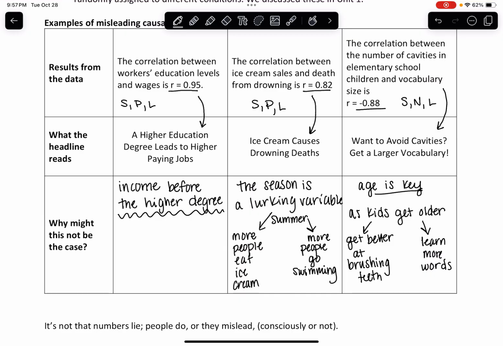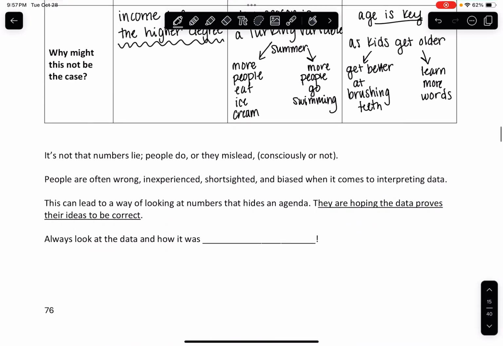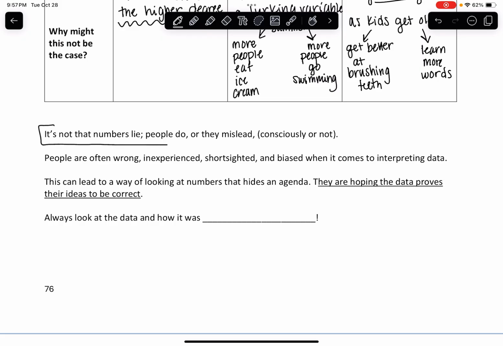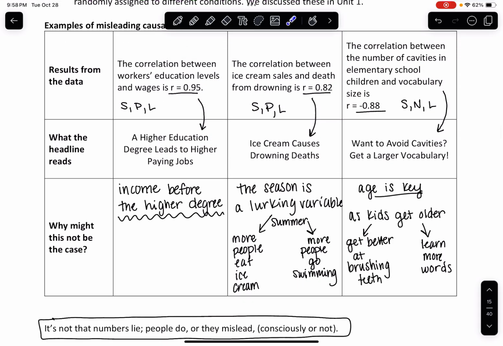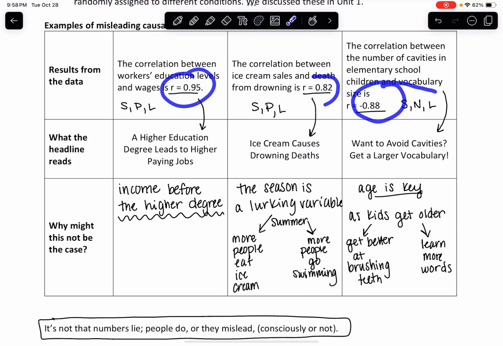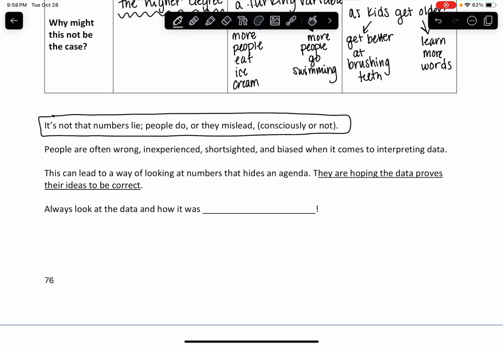So here's the thing. When we're doing studies like this, when we're identifying correlations, it's not that numbers lie. People lie, or they seek to mislead. This might be conscious or this might be an unconscious thing that people are doing. There are people who genuinely do this research and see these correlation values, and they think that that absolutely means something mathematically and they have to share it with the world. And it's not that it doesn't mean anything mathematically, it's that they're not considering all aspects. People are often wrong, they're inexperienced, they're short-sighted, they're not looking at the bigger picture, or they're biased when it comes to interpreting data.